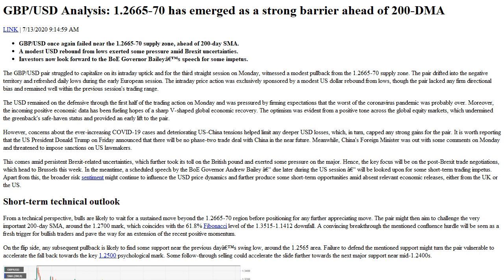On the flip side, any subsequent pullback is likely to find some support near the previous day's swing low, around the 1.2565 area. Failure to defend the mentioned support might turn the pair vulnerable to accelerate the fall back towards the key 1.2500 psychological mark. Some follow-through selling could accelerate the slide further towards the next major support near mid-1.2400s.